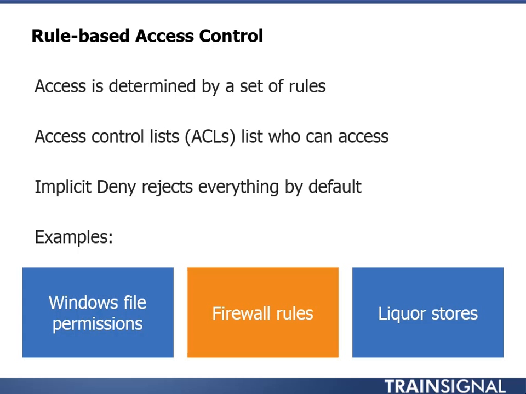The liquor store rule is pretty simple. There's a rule that says over 21 allowed in, and then there's a default deny all rule. So if you don't pass that over 21 rule, you don't get in. And this is an important concept for rule-based access control.